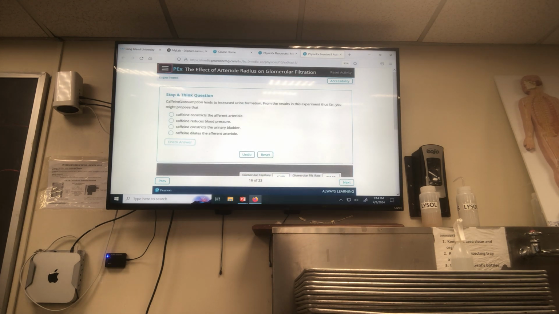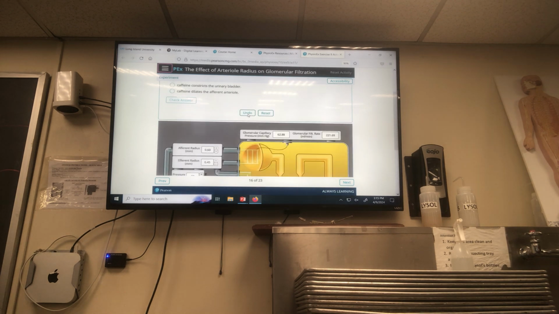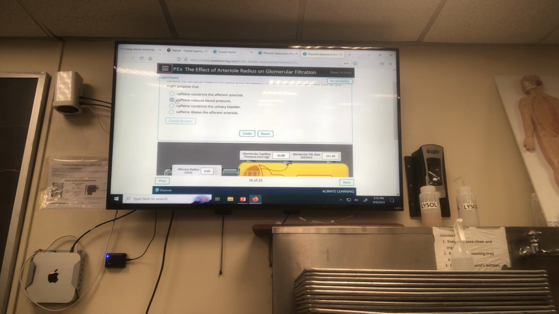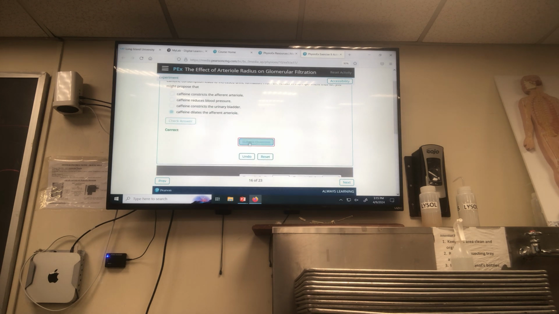So now, caffeine from coffee and Coca-Cola. Caffeine consumption leads to increased urine formation. From the results in this experiment thus far, you might propose that if caffeine is going to increase urine formation, that means the caffeine dilates the afferent arteriole. Okay? Check answer. Submit question.